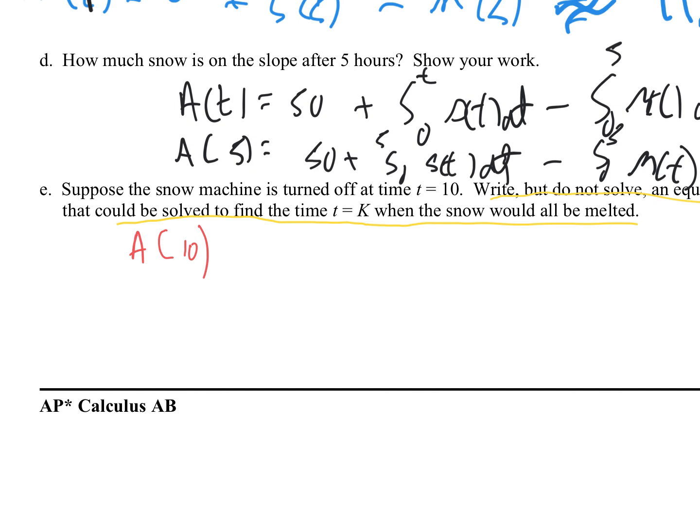So allow me to say, I started with 50 cubic yards of snow. And then I'm going to have plus the integral from 0 to 10 of S of t dt. That's the snow being plowed in and being made and all that. There was still snow being melted, so minus the integral from 0 to 10 of M of t dt.